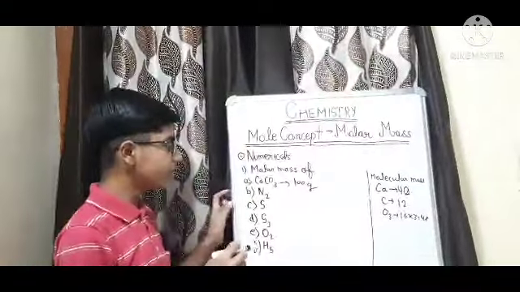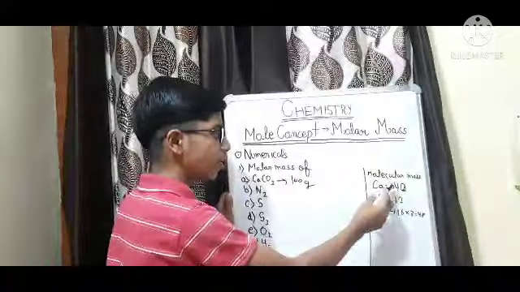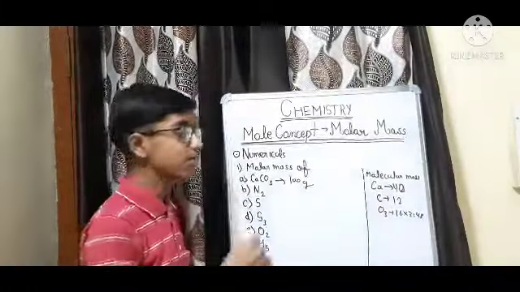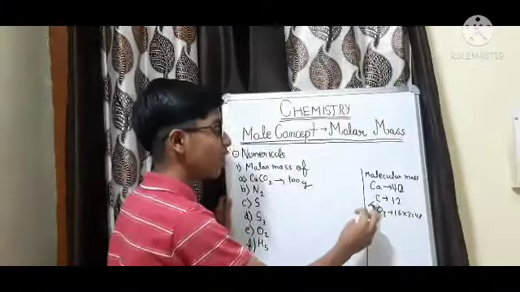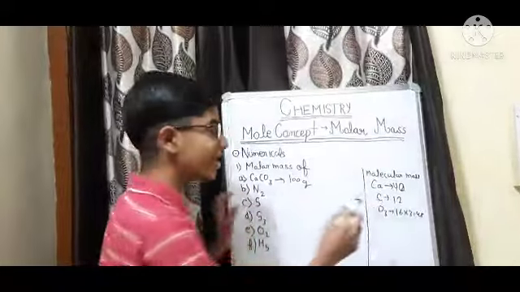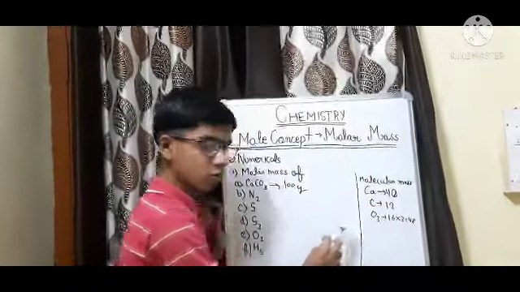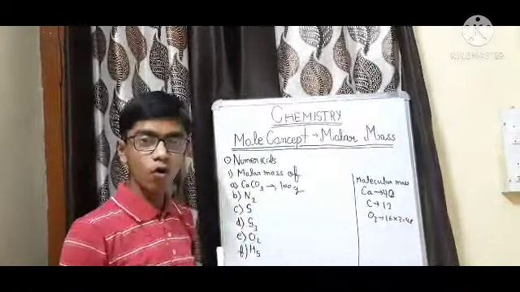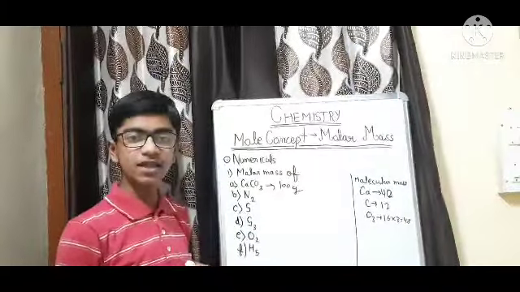So how have we found this? As we know, the molecular mass of Ca, that is calcium, is 40, plus the molecular mass of C, that is carbon, is 12, and the molecular mass of O3, that is of one atom of oxygen, is 16.